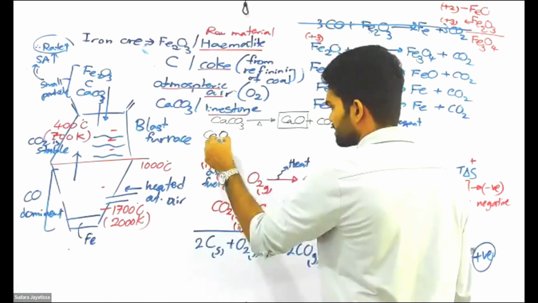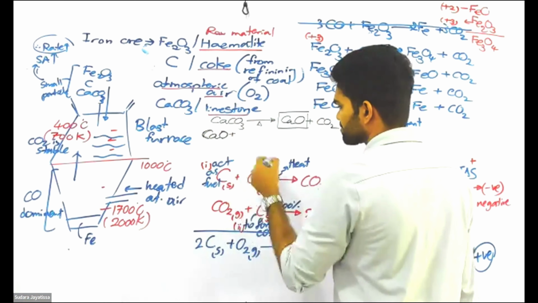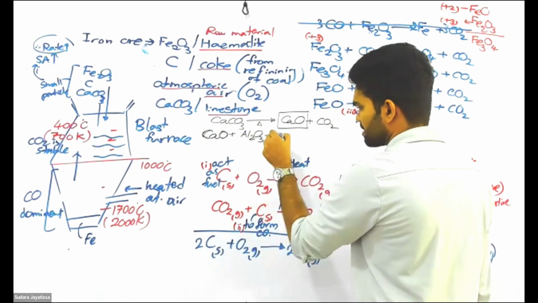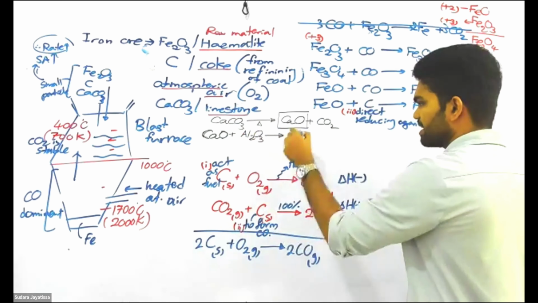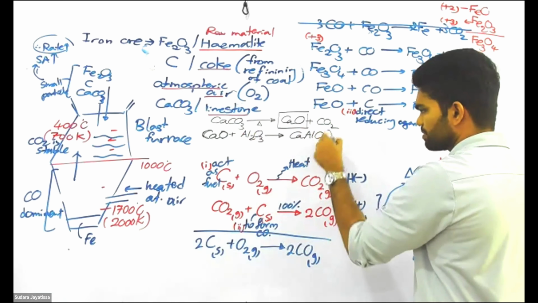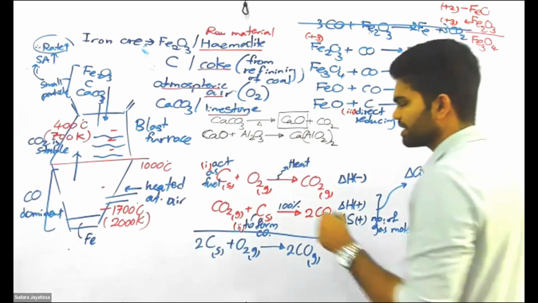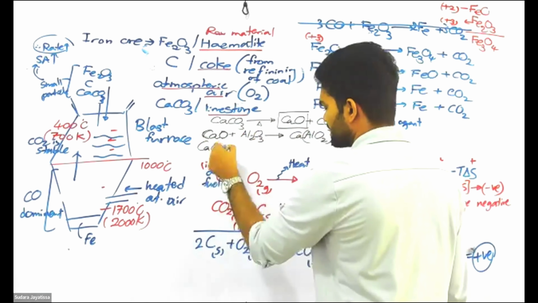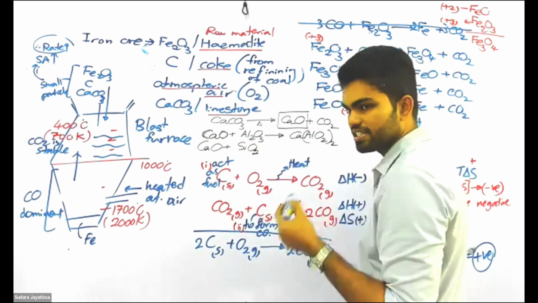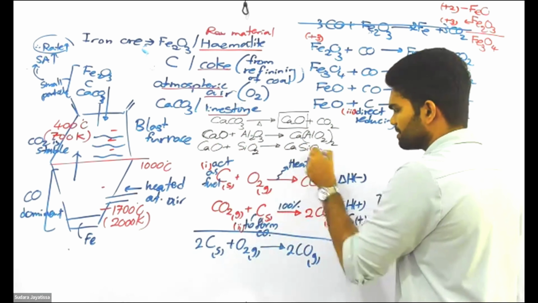Okay. So to remove those unnecessary compounds, we use this calcium oxide. Because with calcium oxide, you can react Al2O3, aluminum oxide. Right? Then it will form Ca(AlO2)2, calcium aluminate. Okay. And calcium oxide also reacts with another impure compound, silica, SiO2. It will form calcium silicate, CaSiO3.